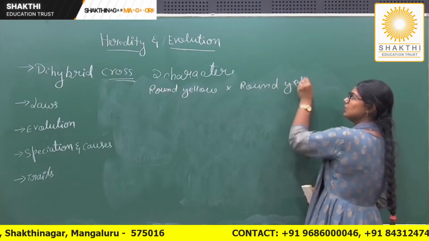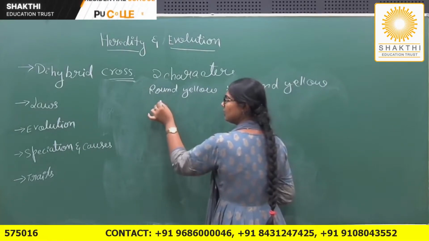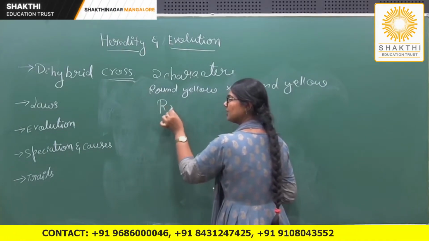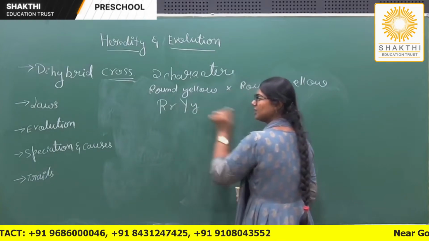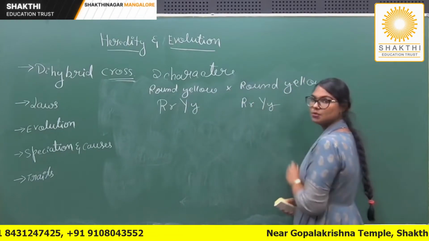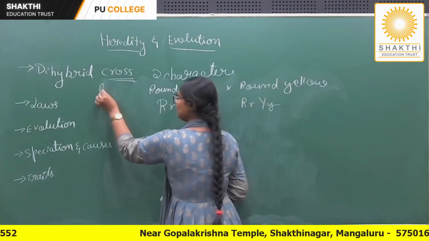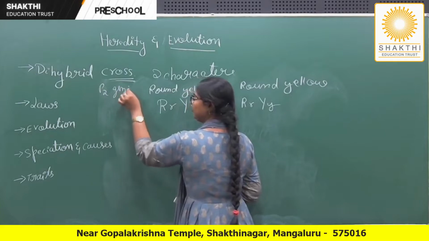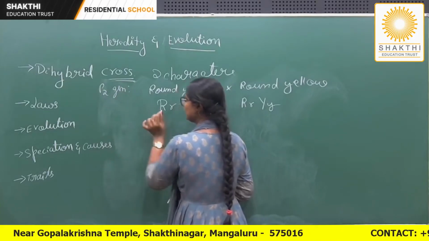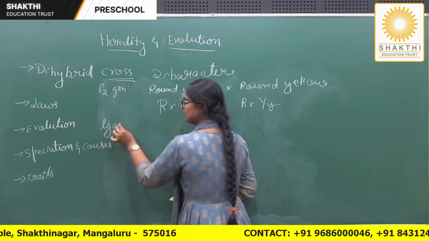So, round yellow seeds. What was the genotype, students? It was capital R, capital Y, small y. Capital R, capital Y, small y. Next, we will call this as the P2 generation, and these are the genotypes. Next, we are supposed to write the gametes.